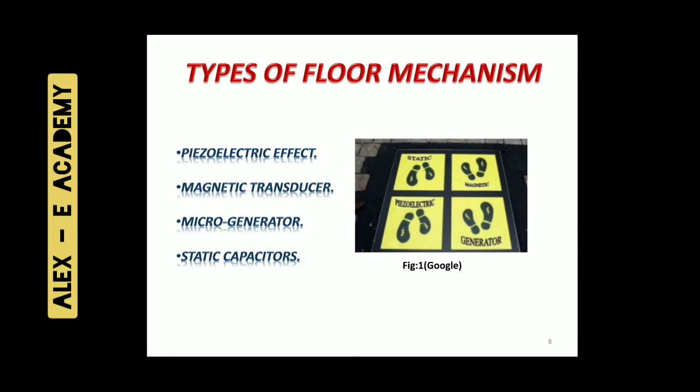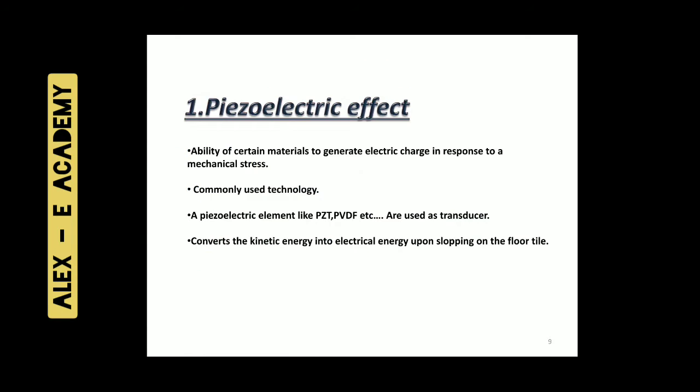Types of flow mechanisms. There are 4 types of flow mechanisms: piezoelectric effect, magnetic transducer, microgenerator, and static capacitor. Figure 1 shows the types of flow mechanisms. First one is piezoelectric effect. We all know that it is a commonly used technology.